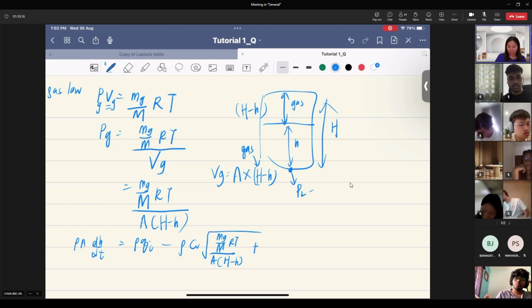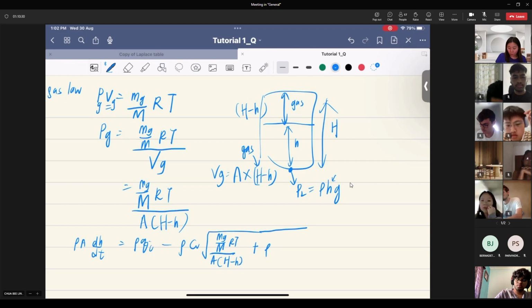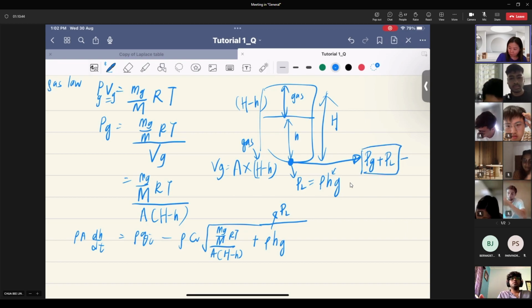Pressure of the liquid is related to rho Hg, where H is the level of the liquid. So you'll have rho Hg, which is actually the pressure of the liquid. At this point, you'll have Pg plus PL. The total of this minus the ambient pressure will give you the pressure drop.